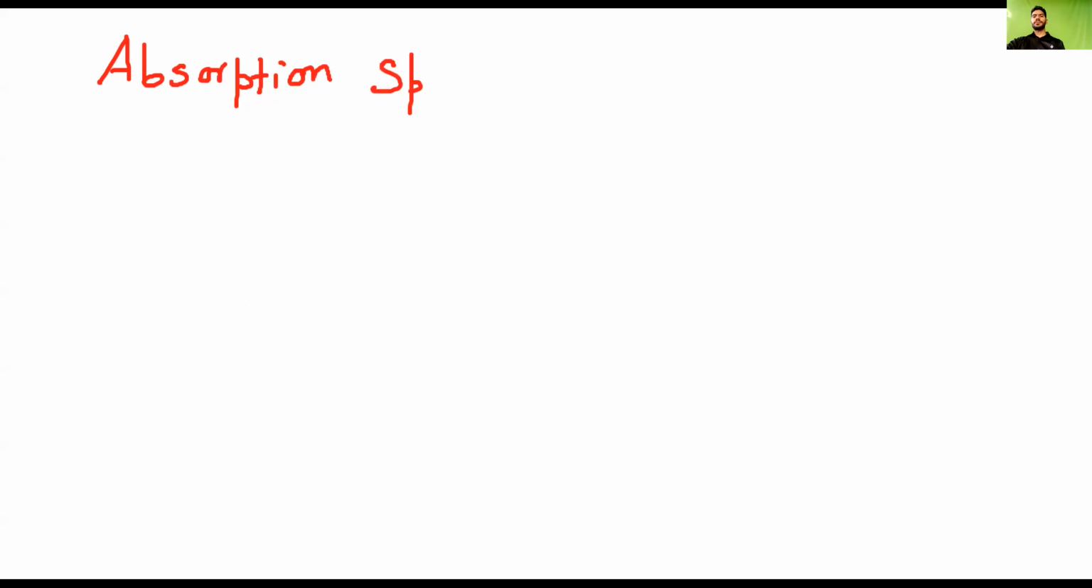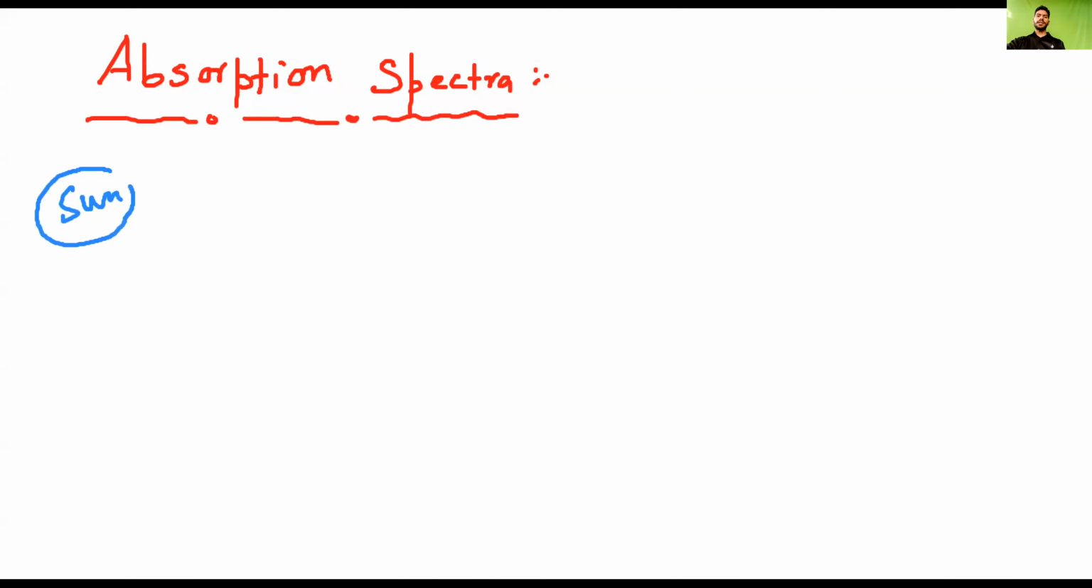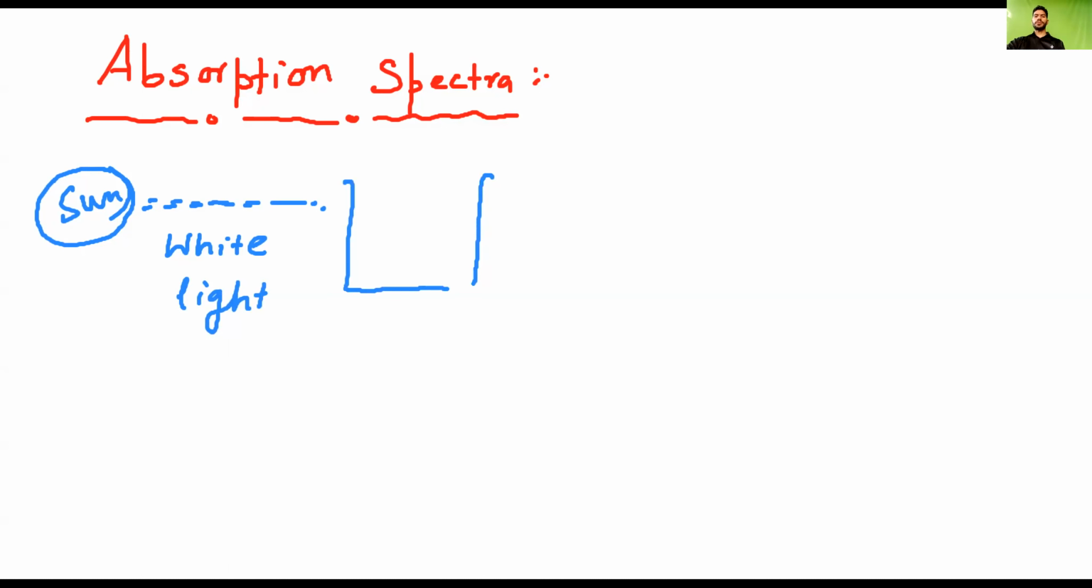Absorption spectra. Now what we do in absorption spectra is take white light and pass it through a substance. Let me show it here. For example, let's say I have the sun here. The sun is just my source of white light. This white light coming from the sun is passed through a solution of the substance whose spectra is to be taken. Let's take the same sodium; let's take the absorption spectra of sodium.